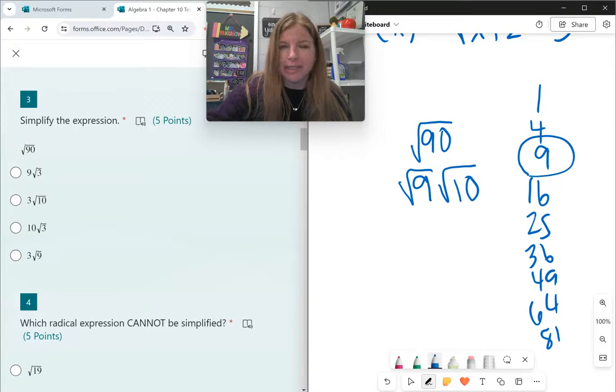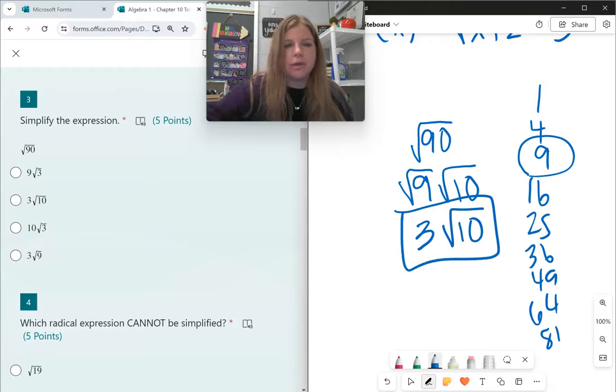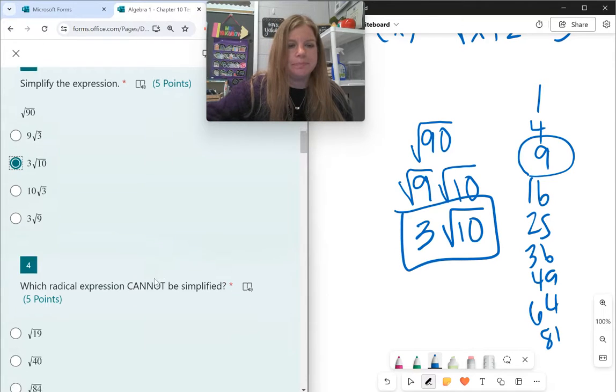And I know 9 is good because can you break down 10? No. Radicals are always broken down into a perfect square and a non-perfect square. And we know the square root of 9, it's 3, but we don't know the square root of 10. And so that's our final answer, 3 radical 10.